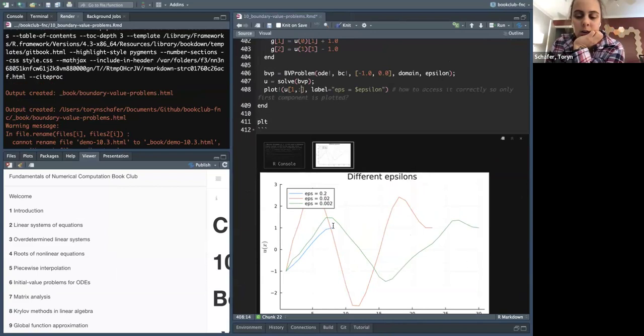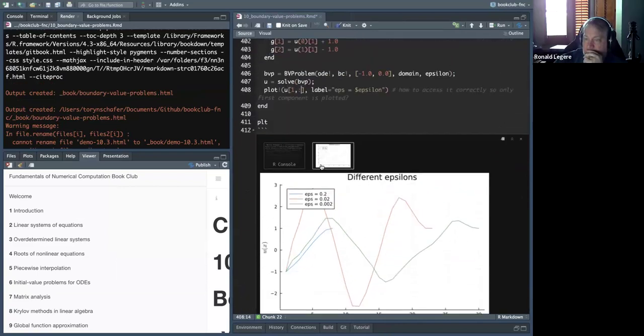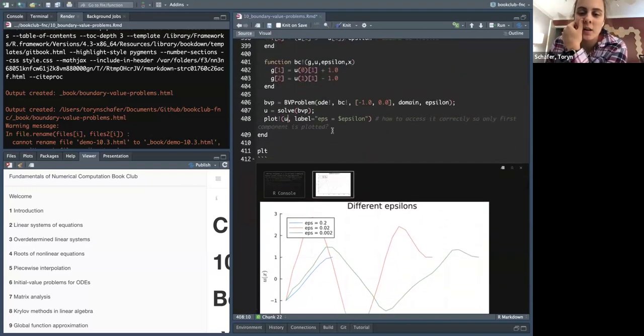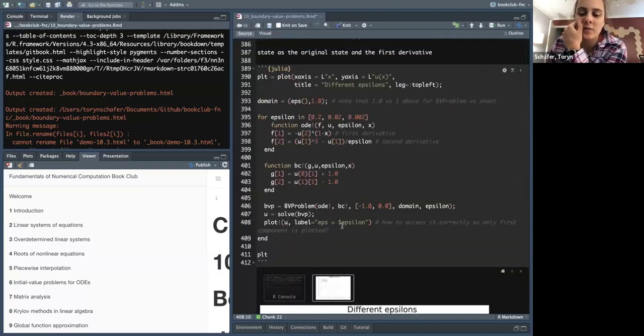Okay, I think it's because you need to grab T out, not of there. You're plotting it with the T too. Yeah. So anyway, let me just put it here. You would have to plot T and U. Yeah.